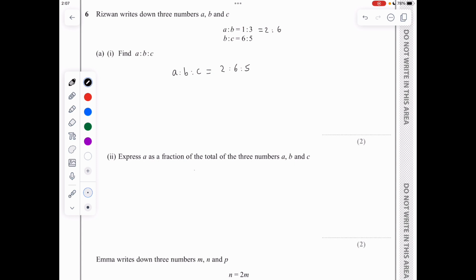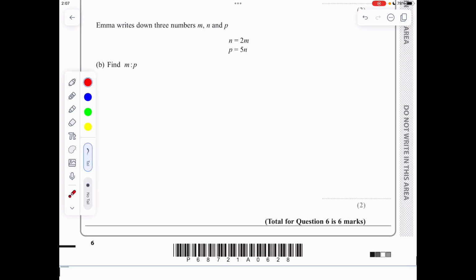A corresponds to a 2, and the total is 2 plus 6 plus 5. So this is simply 2 over 13. In B, we've got Emma who writes down three numbers M, N, and P such that N is 2M and P is 5M. We need to find the ratio of M to P.